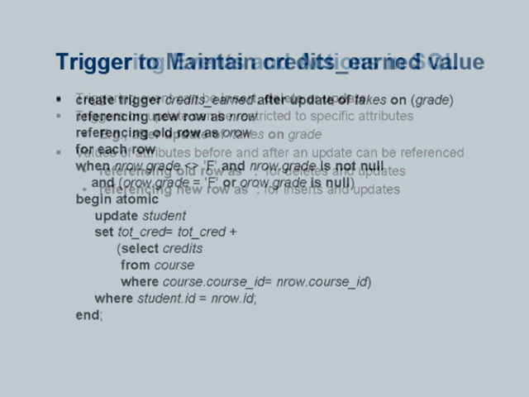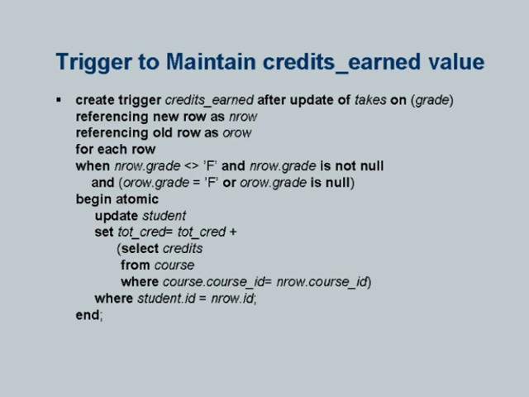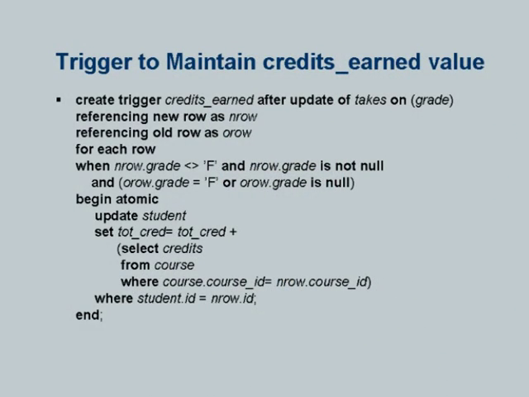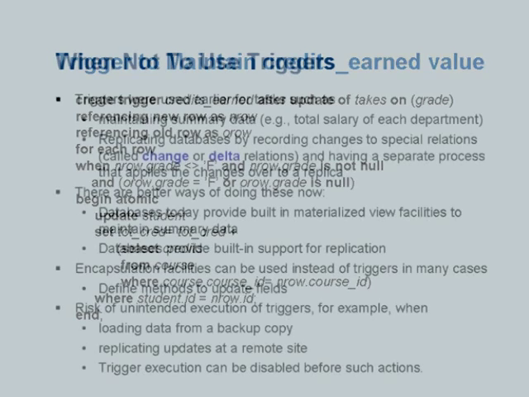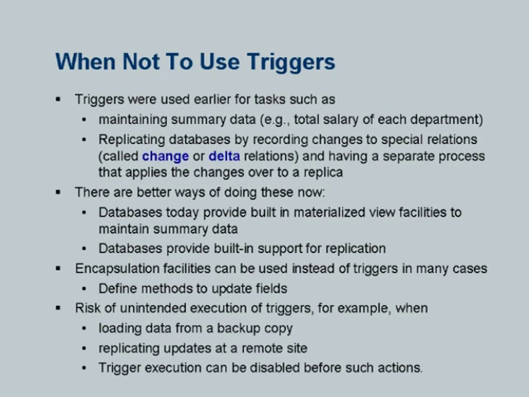There are a bunch of other trigger related constructs. There's another trigger here which maintains the total credits value for each student, every time a grade is allocated to that student. So when the grade is done by updating takes, it checks if this student was newly allocated a grade and then updates total credits. Again, I don't have time to discuss this now, but I'll urge you to read it later on. So triggers can be very useful.